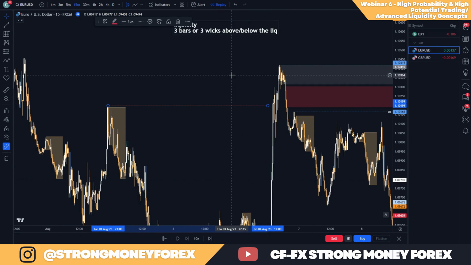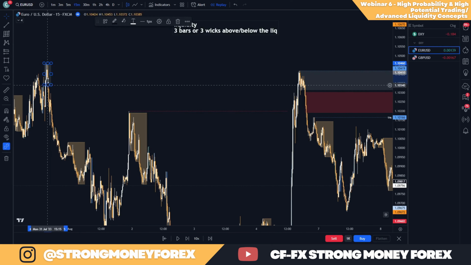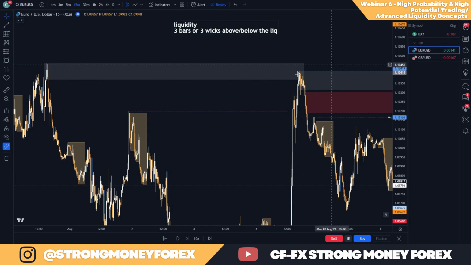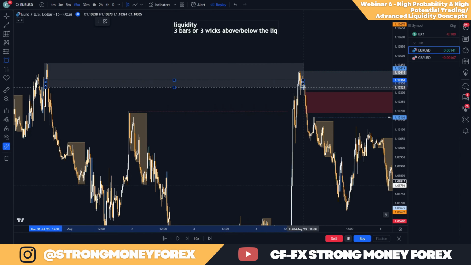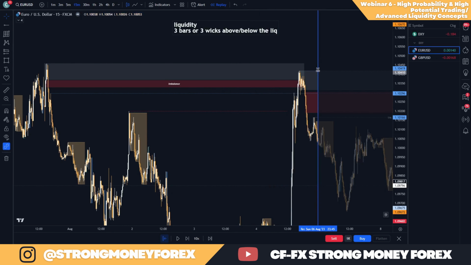What has probably happened is, as you can see here, as if by magic, and I promise you, I didn't cherry pick this, we have another supply zone here, which we've tagged 50% of. And as you know, we like 50% of the zone to be taken. We have an imbalance sat there, and we have resting liquidity sat above that point there. So these three things are what's caused price to reverse. And that's what we're looking for.